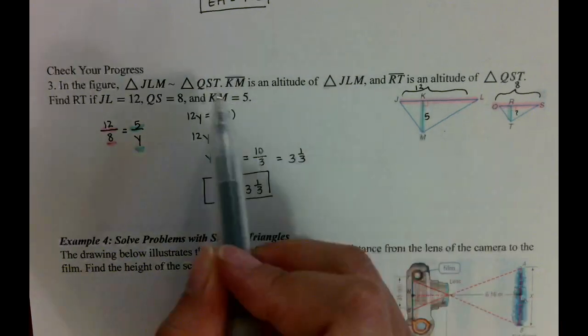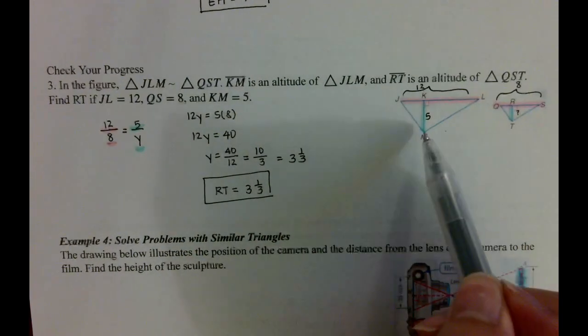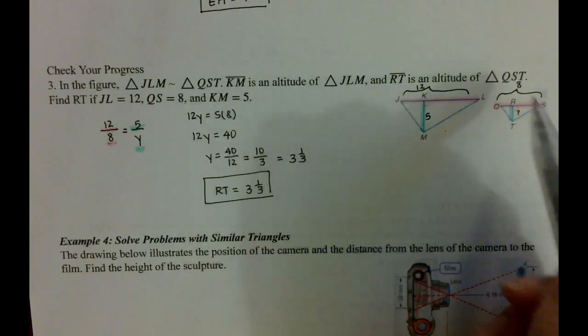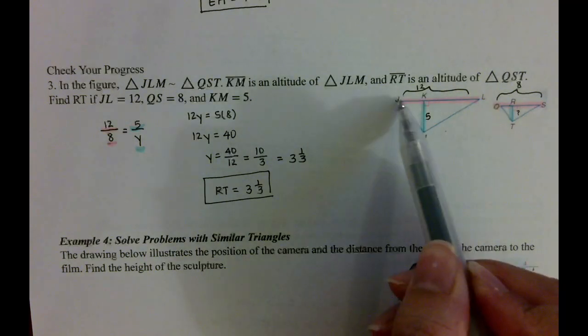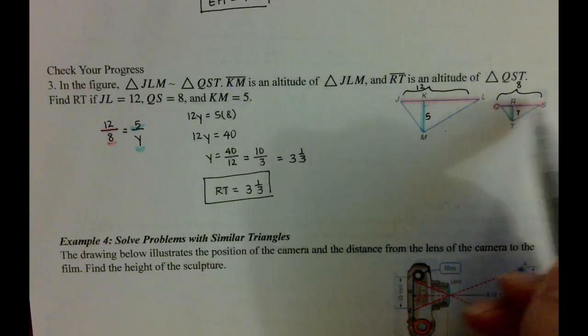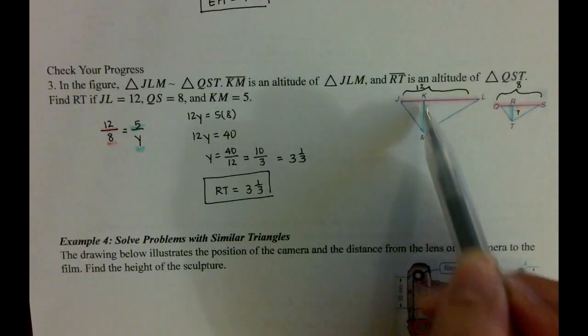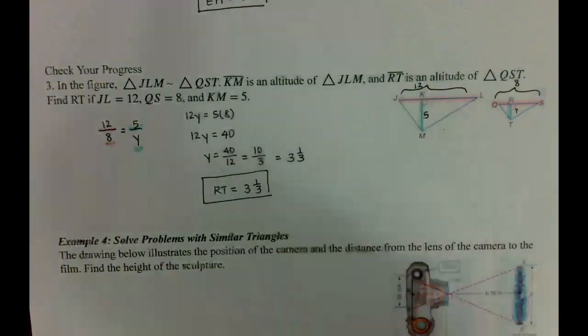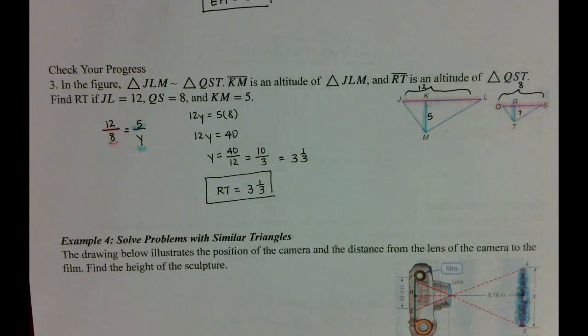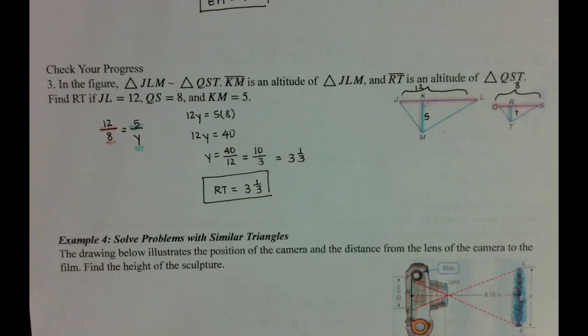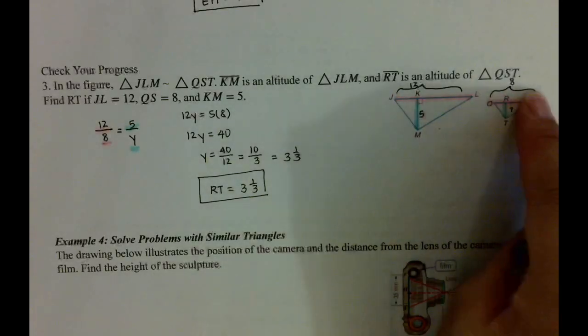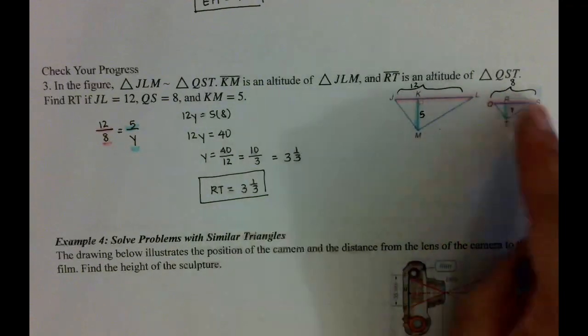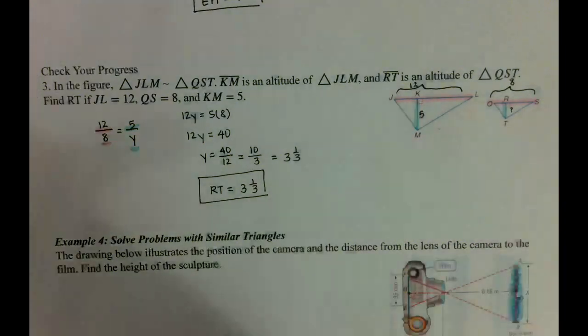Okay, so here we have two similar triangles, and then we're given the altitude of each of them, KM here and RT here. We're told that JL, so this whole thing, is 12, QS, this whole thing, is 8, KM, this altitude here, is 5, and we want to figure out what the altitude is for the other. Right? So part of our similar triangles theorems for the altitude, it tells us that if they're similar triangles, the altitudes are proportional to the sides as well. Okay, so that means 12 over 8 is proportional to 5 over this unknown here, which I labeled as y.